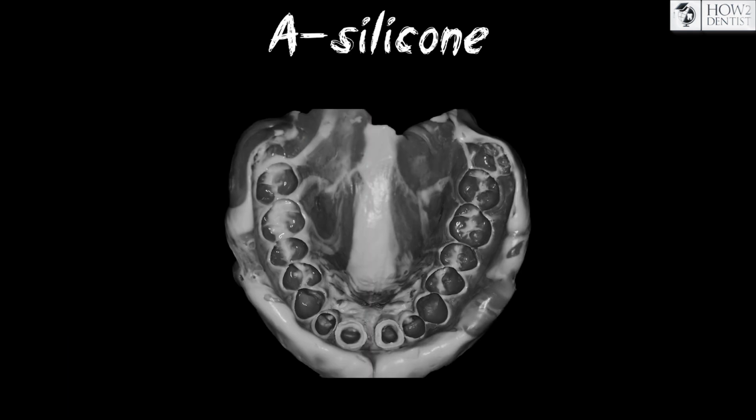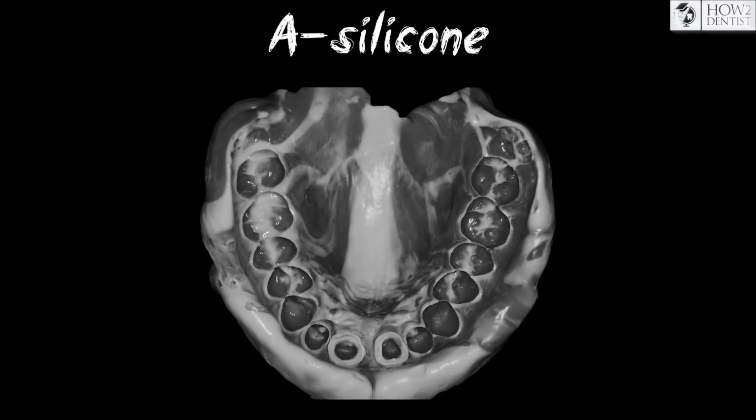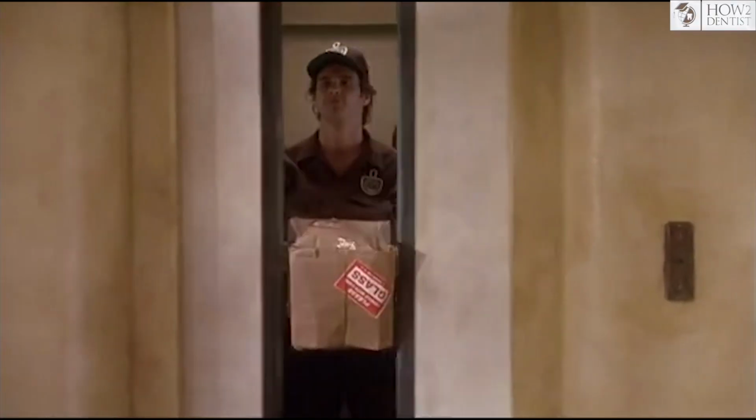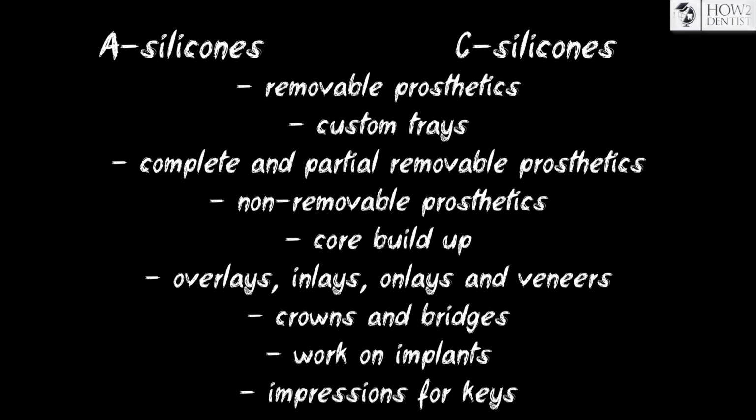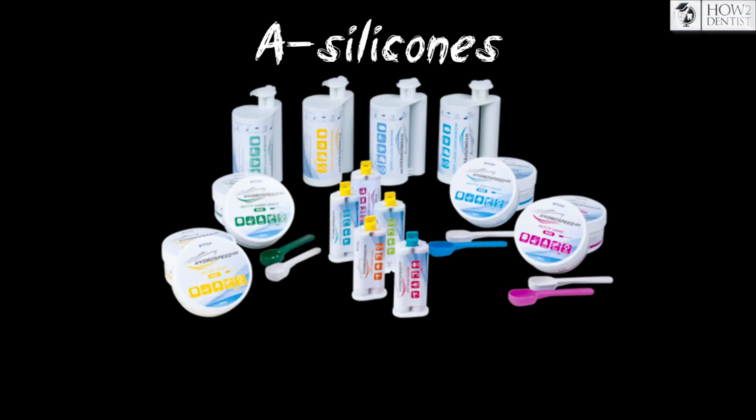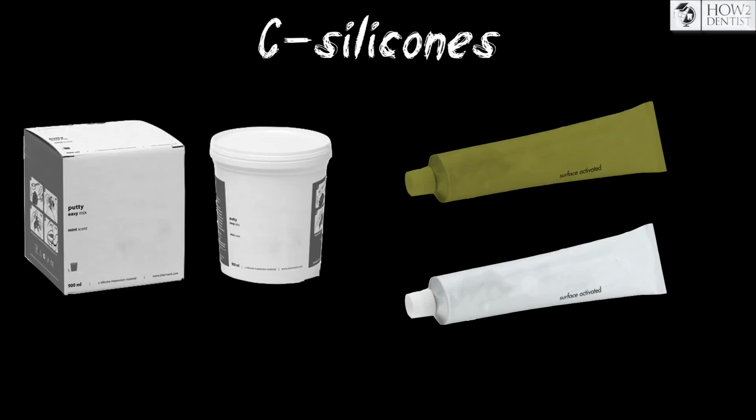Elastic recovery in A silicone is slightly better, but if the courier delivers the impression like Ace Ventura, then this will not save it. A and C silicones are used when you need an accurate impression, but if we are talking about large or total work, then A silicones are more convenient than C. They offer a wider choice of flowability and hardness, which C silicones cannot boast of.